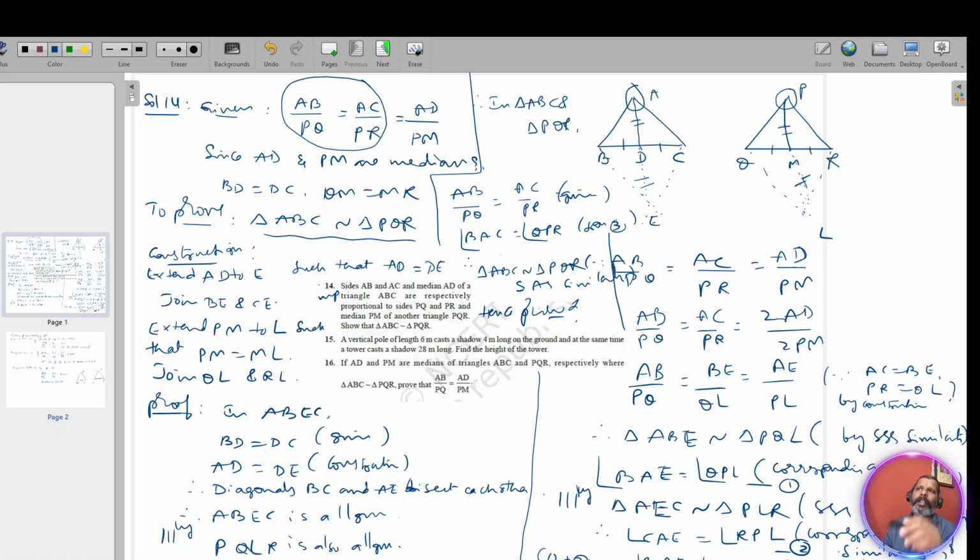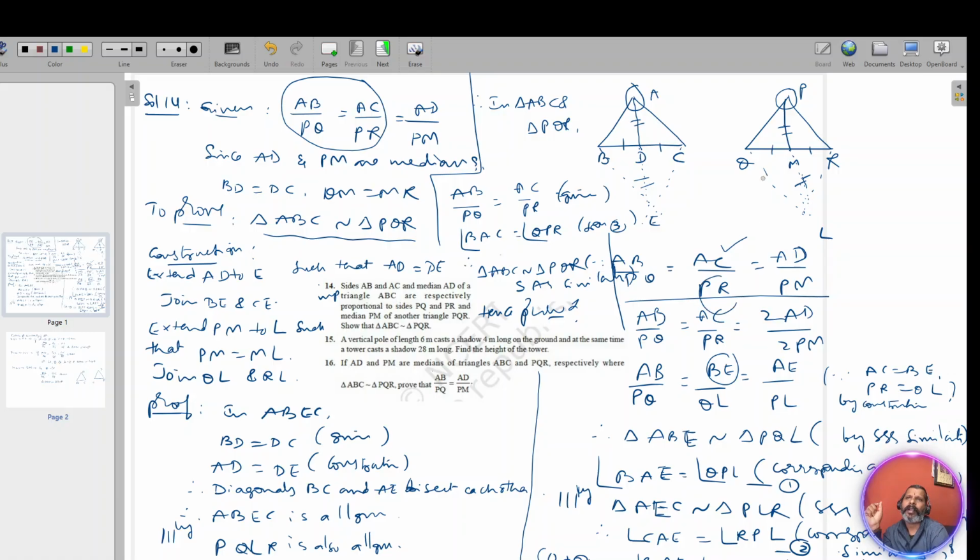If you observe this figure, BC and AD are diagonals, and AD bisects BC. Similarly, by construction AD and DE are equal. Therefore, it becomes a parallelogram because diagonals bisect each other. With that, all the properties of a parallelogram apply here. We used one property, that opposite sides are equal. Here you can check AC and BE. Instead of AC we wrote BE. From the given, AB by PQ equals AC by PR equals AD by PM, and instead of AC I wrote BE.